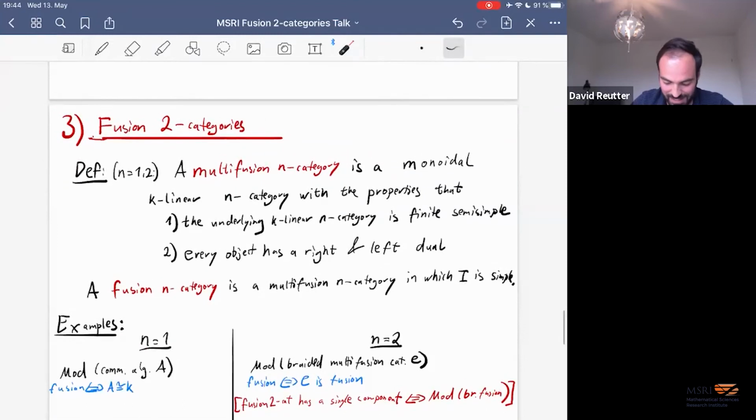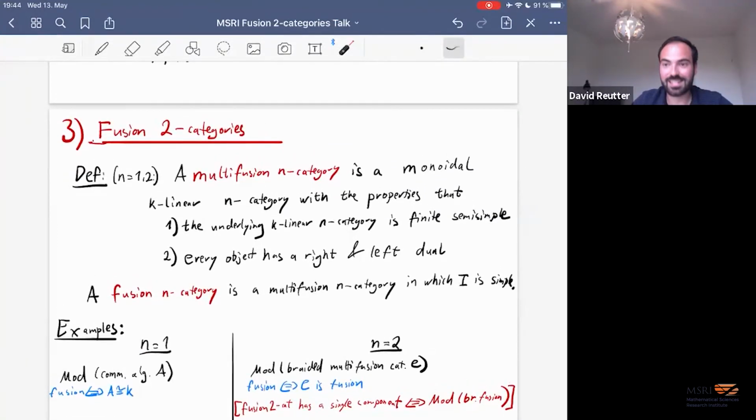I hope so. So the first example, and this is the easiest, the starting example of a fusion 1-category, is for example modules of some commutative algebra. If I start with a commutative algebra A, its modules have a monoidal structure. And this gives me a multifusion 1-category, and it's fusion if and only if A is actually just a one-dimensional algebra. Again, I'm over an algebraic philosophy. For n equal 2, I could start with modules of some braided multifusion category C. And that will give me a multifusion 2-category, and this is fusion if and only if C itself, this braided multifusion category, is fusion.